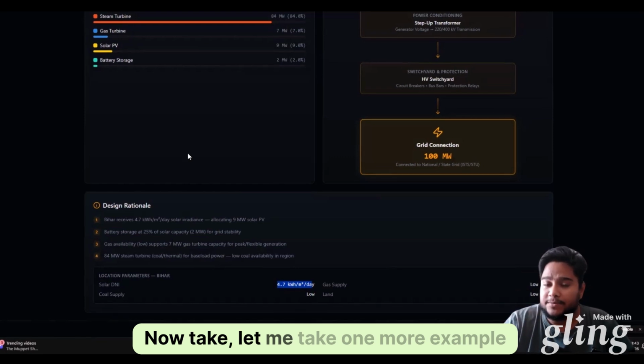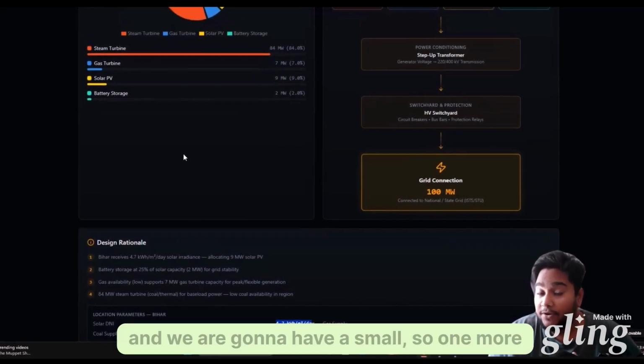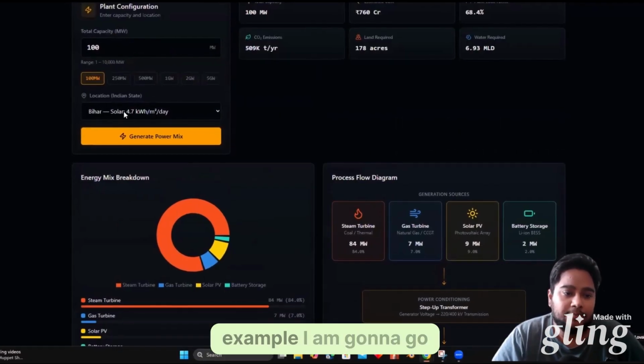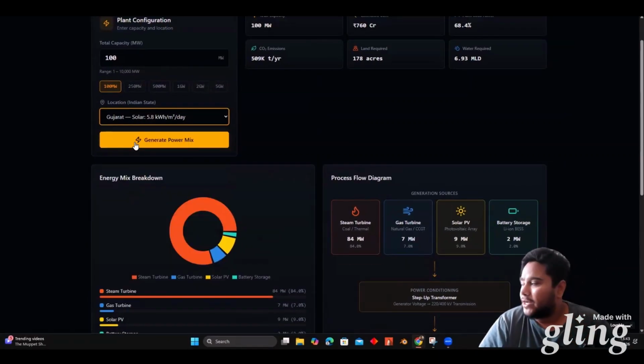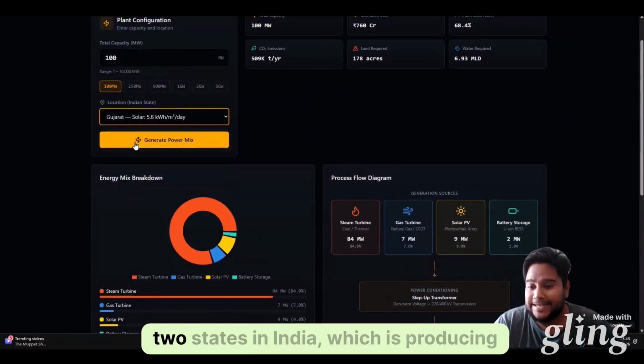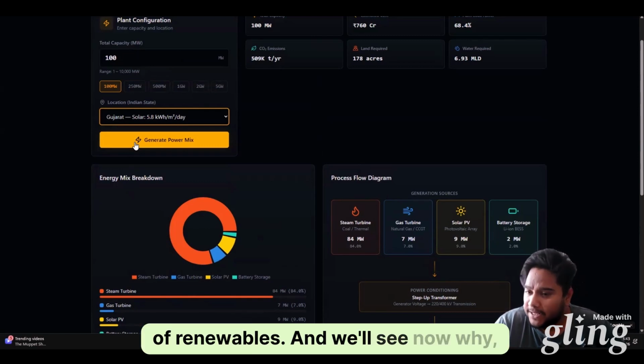Now let me take one more example. I'm going to go to Gujarat, which is one of the top two states in India producing the highest amount of renewables, and we'll see now why.